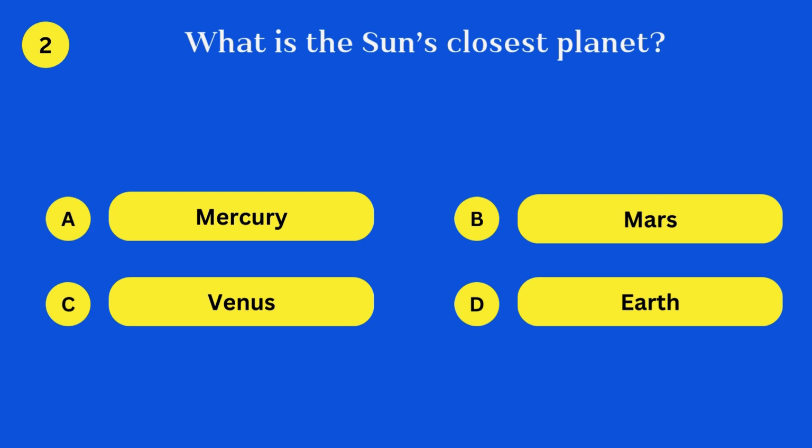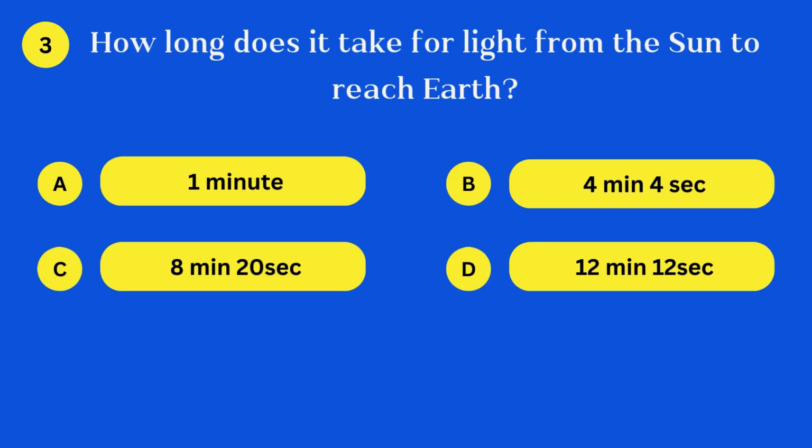A. Mercury. B. Mars. C. Venus. D. Earth. A. Mercury. How long does it take for light from the sun to reach Earth? A. 1 minute. B. 4 minutes 4 seconds.